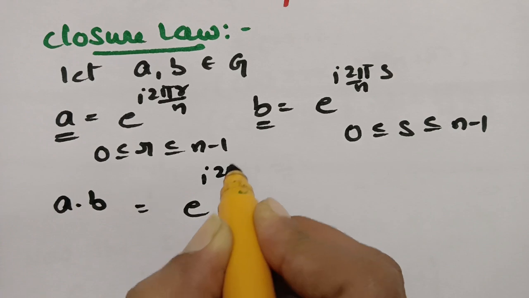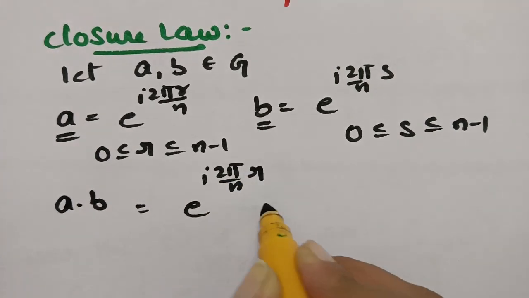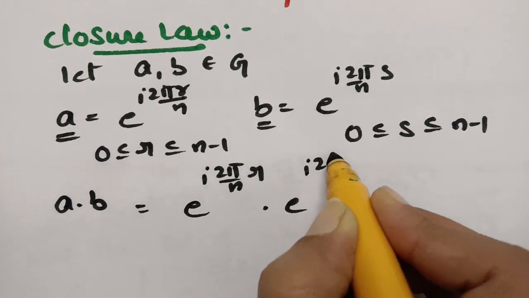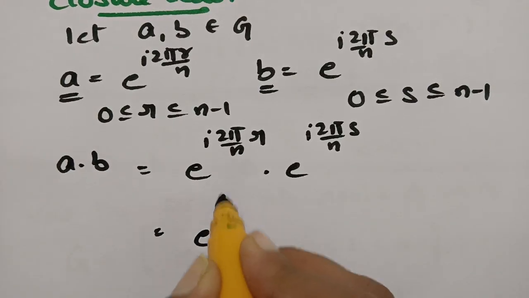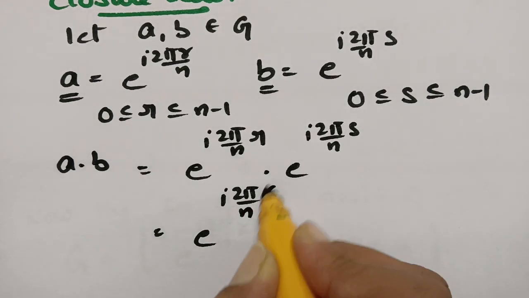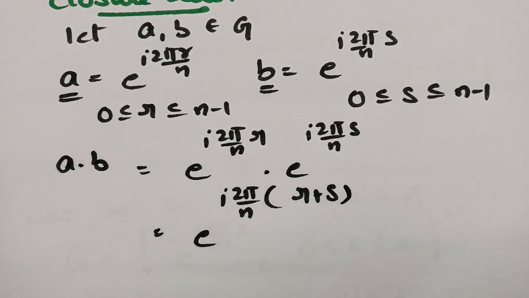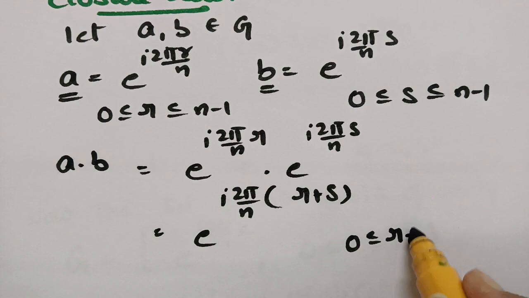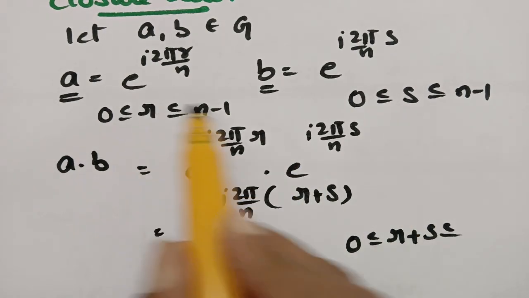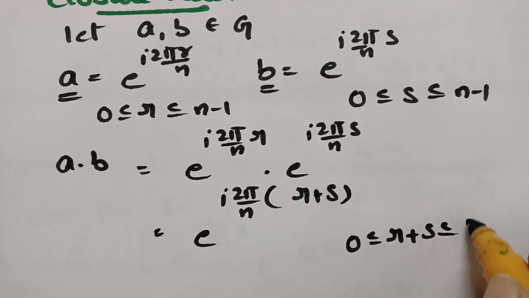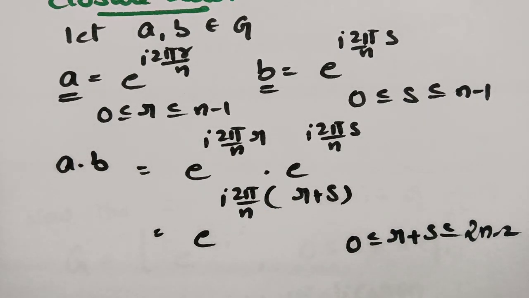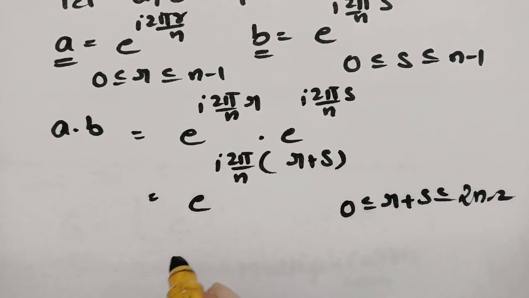That is e power, this is 2 pi n into R into I, this is 2 pi by n into S. So here if you take 2 pi by n common, this will be R plus S. See here, R plus S again is a term here, that is 0 less than or equal to R plus S less than or equal to, so if you add this one, this will be 2n minus 2, which again belongs to G.